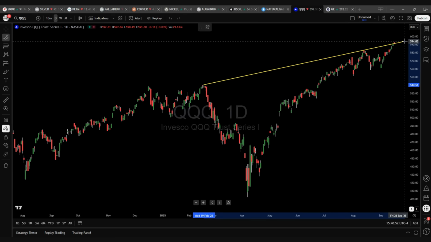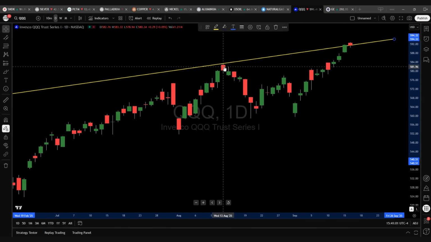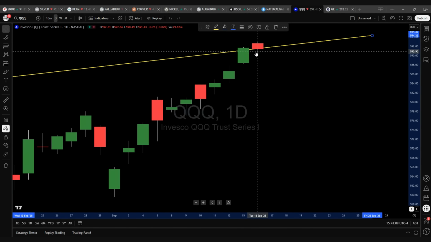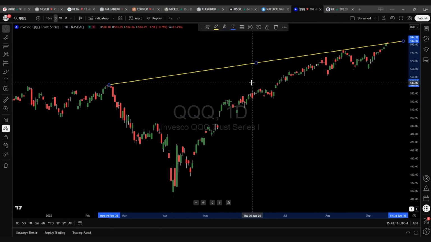This is amazing, is that literally yesterday we came right into this trend line. So we'll zoom in. Look at this, right to that high from August. And then yesterday we tagged the line. Today we opened above, and look, we're selling off and about to close right on or just below the line. Really remarkable stuff here.